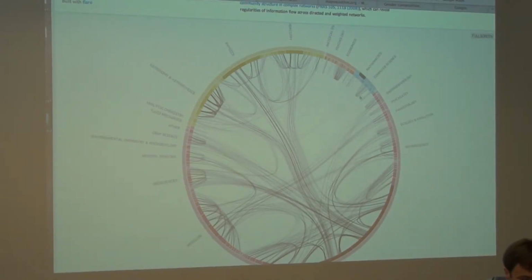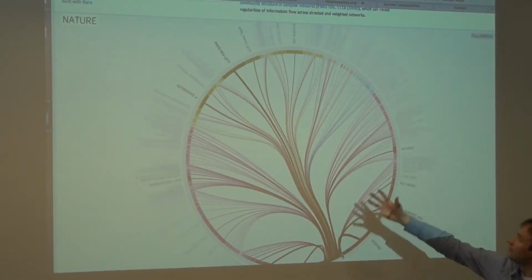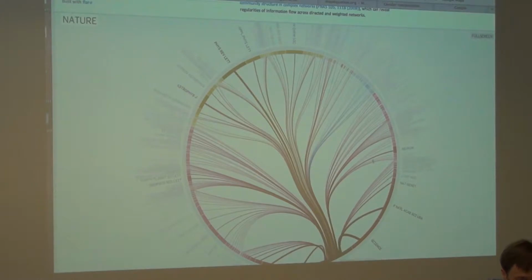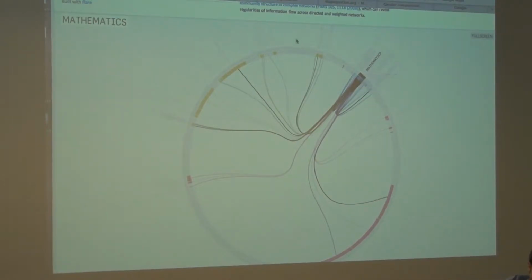So this is Nature. If I click on Nature, obviously Nature is very well connected through the whole field. Or you can click on entire fields, like we can click on mathematics, for example, and you can look at how mathematics is connected to a lot of the different fields.